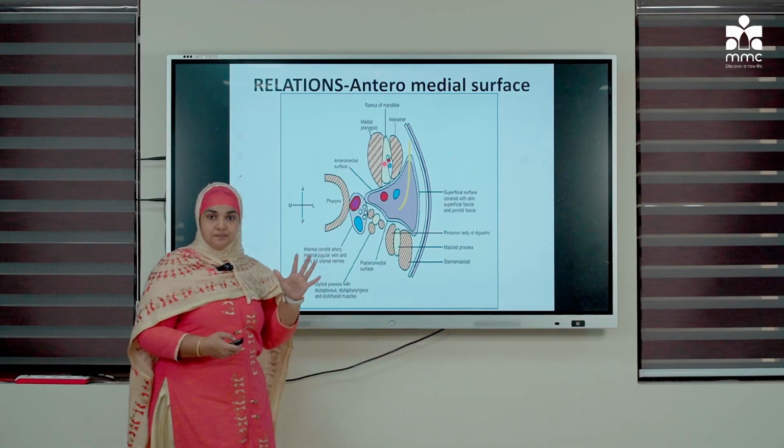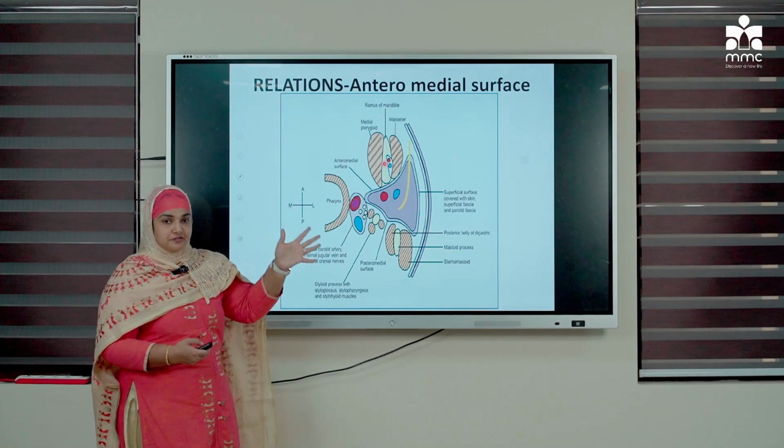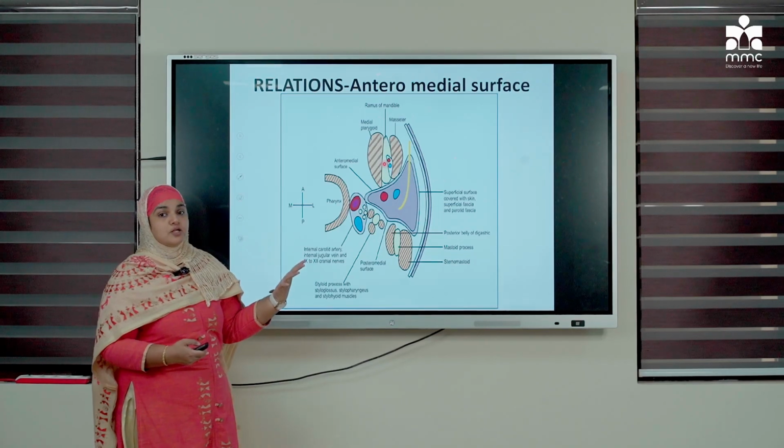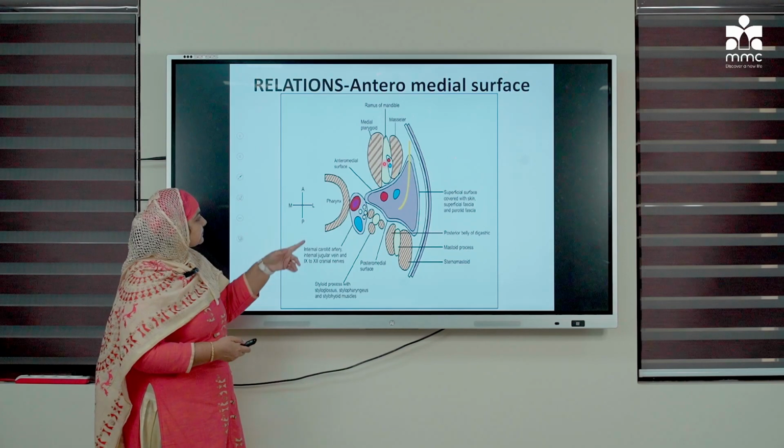We have the masseter, medial pterygoid, both the muscles attached to the ramus of the mandible, part of the facial artery, posterior part of the temporomandibular joint, and also sometimes the maxillary artery and the facial nerve.